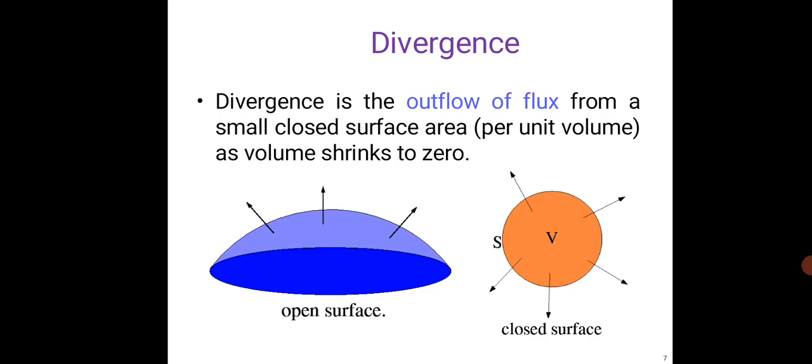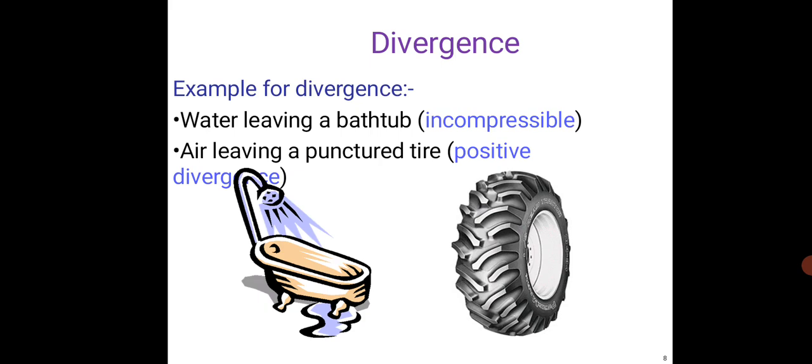So what is divergence? Divergence is the outflow of flux from a small closed surface, per unit volume, as the volume shrinks to 0. You can see here an open surface and a closed surface, and an outward flow of flux. Anything flowing out of a closed surface we call divergence. Examples of divergence are water leaving a bathtub or air leaving a punctured tire. This is a positive divergence.